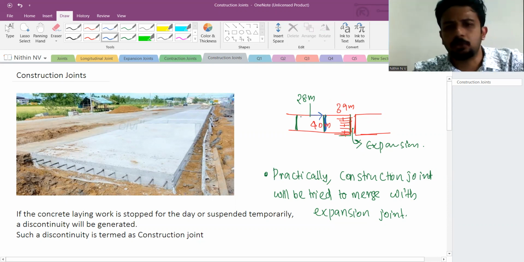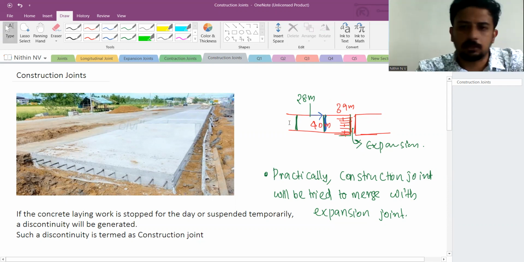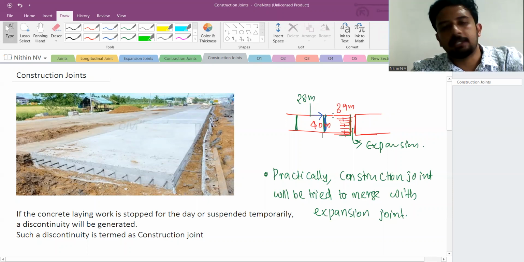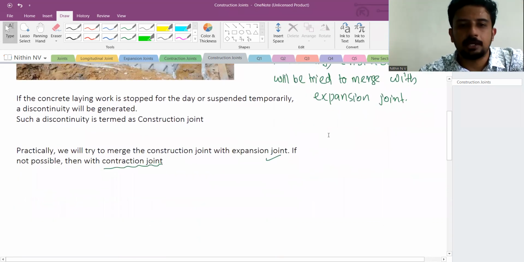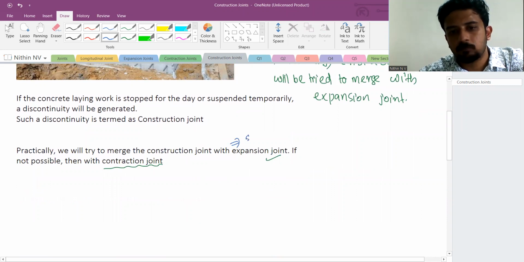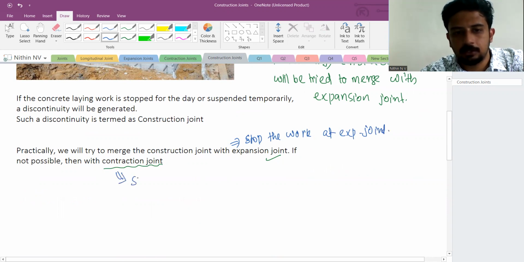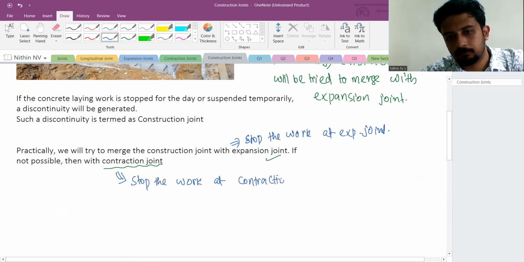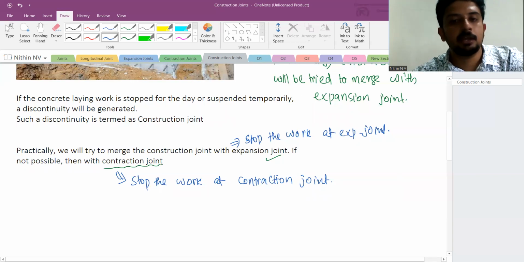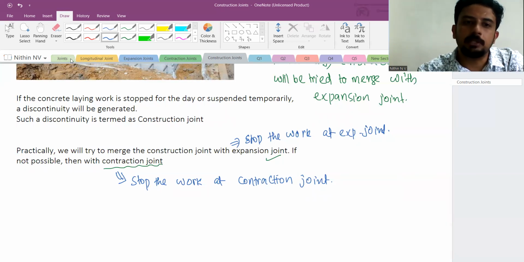If that is also not possible, and too much time is required to reach the expansion joint, then we'll stop the work at the contraction joint location. That is the meaning of this. Stop the work at the expansion joint. And if not possible, then with the contraction joint means stop the work at the contraction joint. Hope it's clear, right? So that is the reason either the construction joint will be with the expansion joint or with the contraction joint.